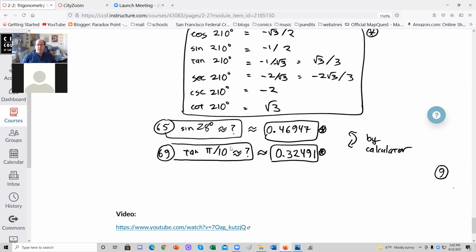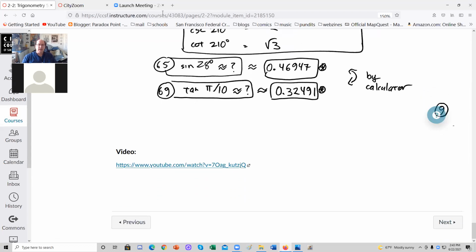Tangent of pi over 10. When it doesn't have a degree sign in here, it's radian mode. So switch to radian mode, write tan pi over 10, and make sure these are in parentheses, and get 0.32491 to 5 decimals. A calculator will give it to 9 or 10 decimals, which is usually more than you need. Okay, I think that's it for there.